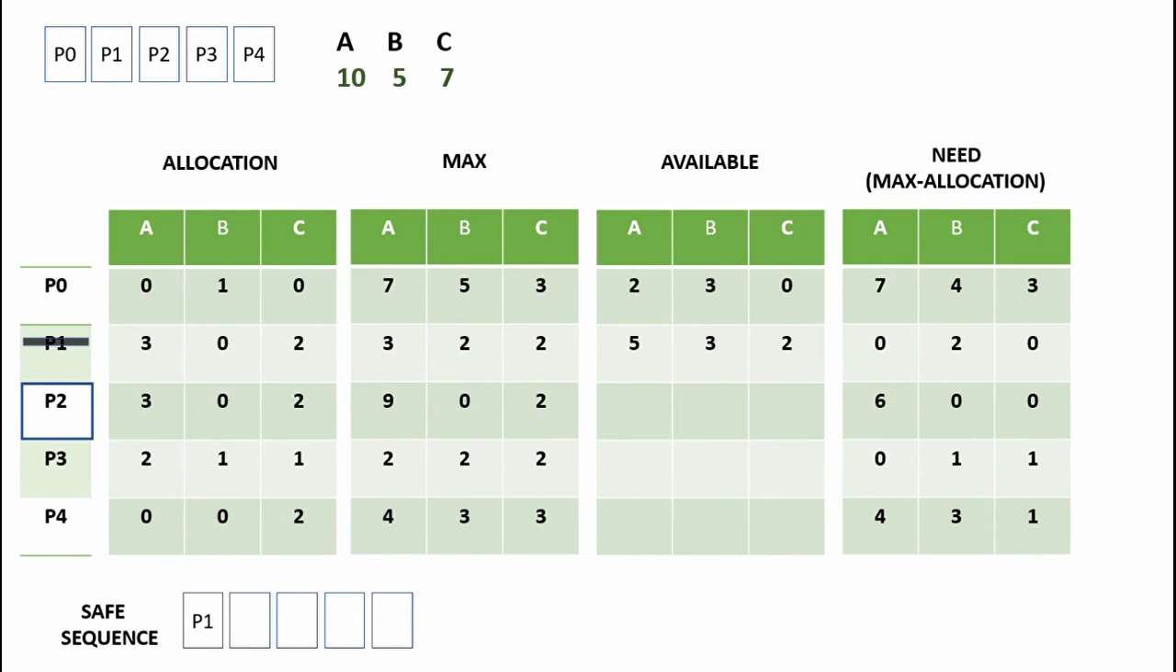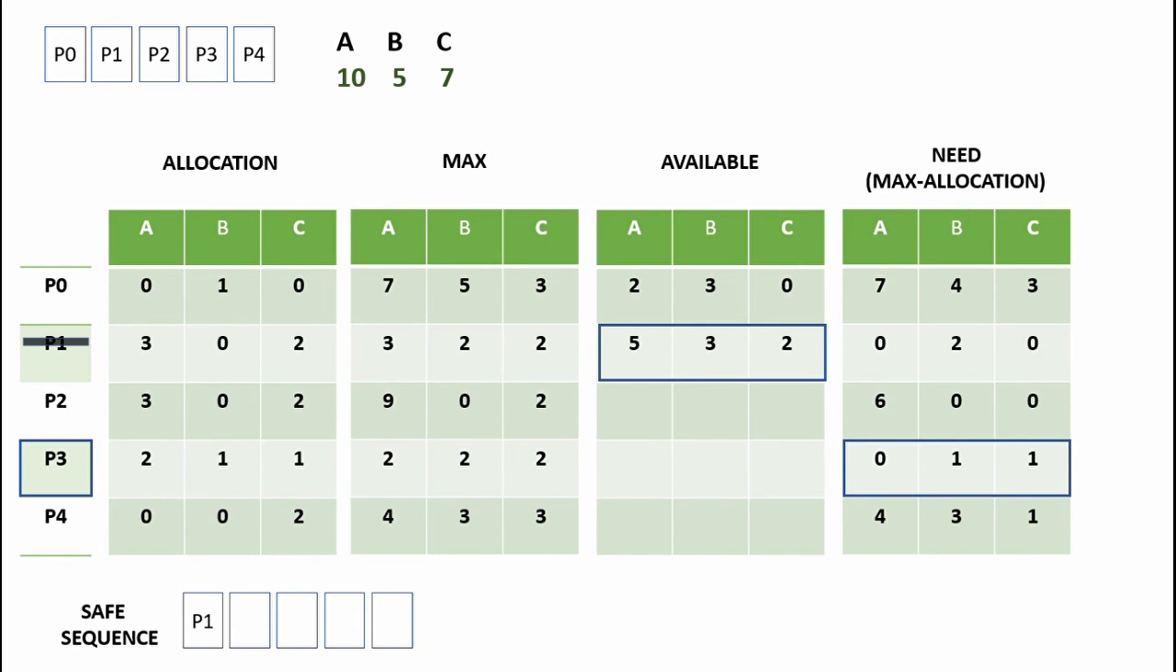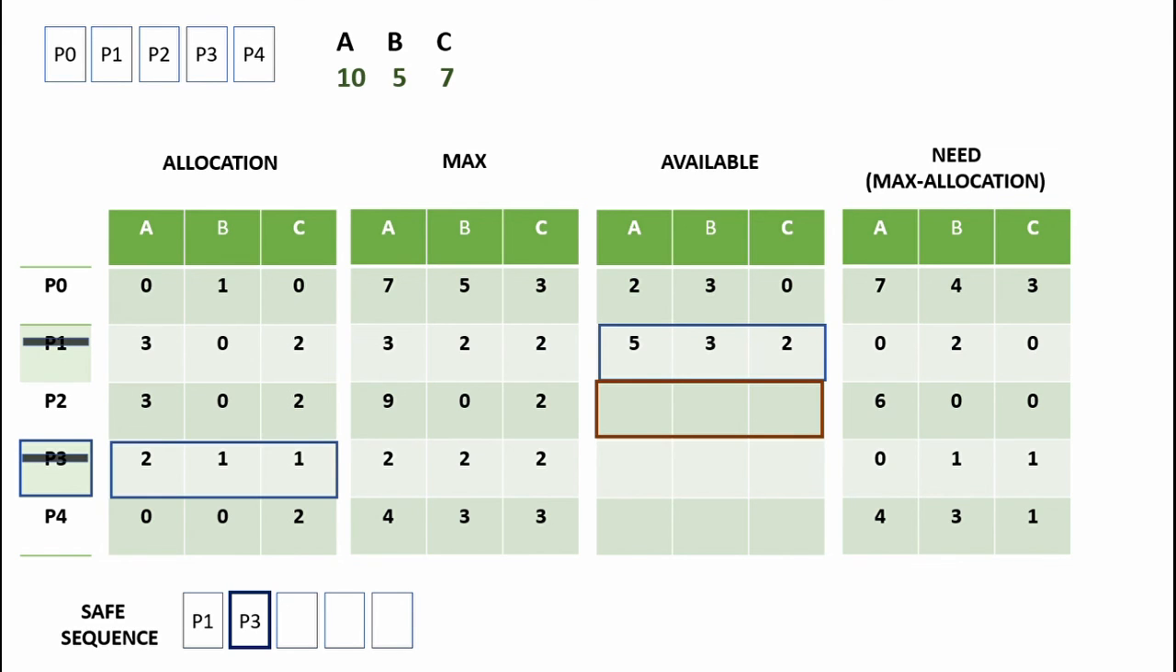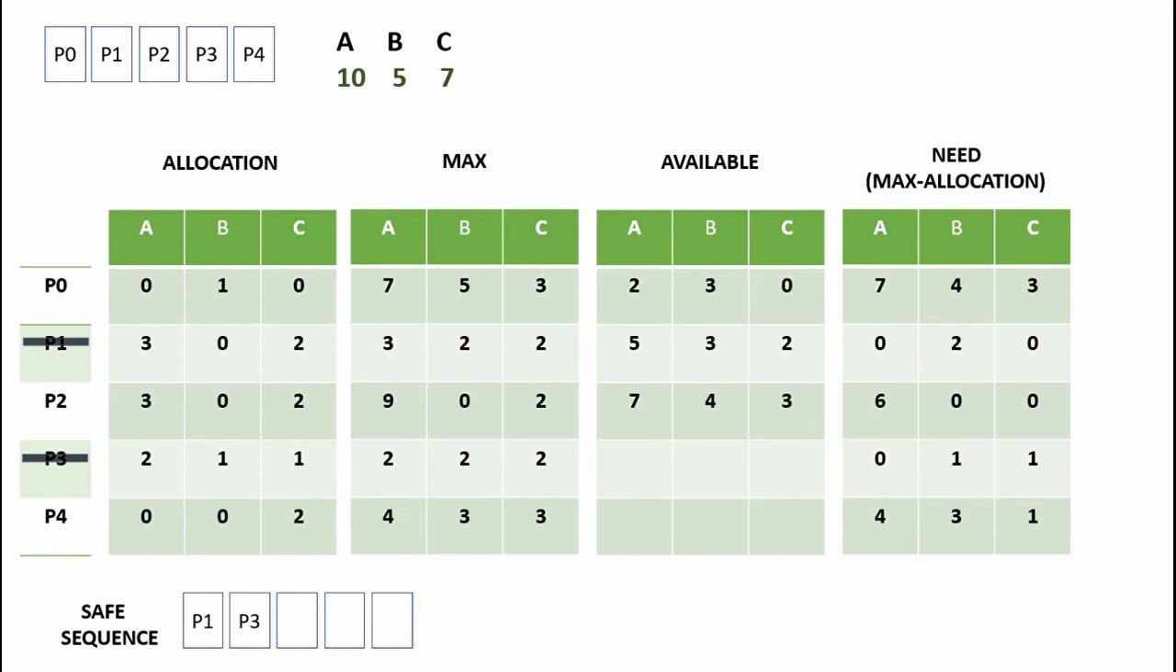Okay, now let's move to process P2. We need 600 amount of resources and the available is 532, so we cannot execute it. Now let's go to process P3. For process P3 we need 011 resources and the available are 532, so we can execute the process P3. The process P3 is executed and our new available will be the previous available plus allocation. So 5 plus 2 is 7, 3 plus 1 is 4 and 2 plus 1 is 3.